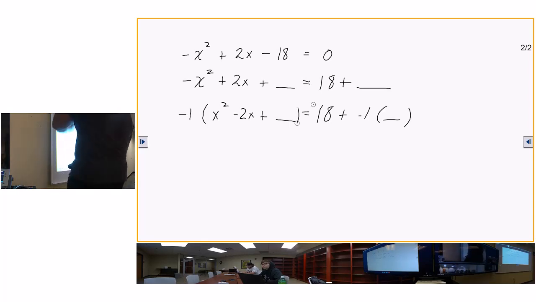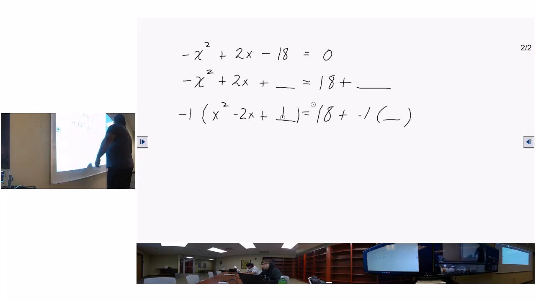Half of 2 is 1. 1 squared is 1. Negative 1, x minus 1, quantity squared.